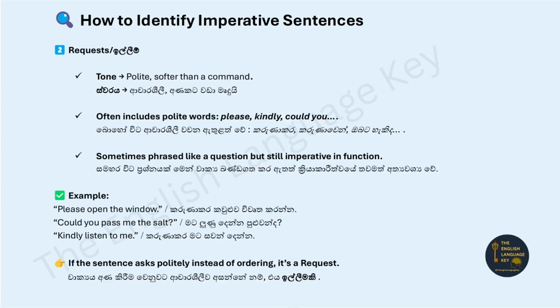The second one is request. The tone is polite, softer than a command. Often includes polite words like please, kindly, could you. Sometimes phrased like a question, but is still imperative in function. Examples: Please open the window. Could you pass me the salt? Kindly listen to me. If the sentence asks politely instead of ordering, it is a request.